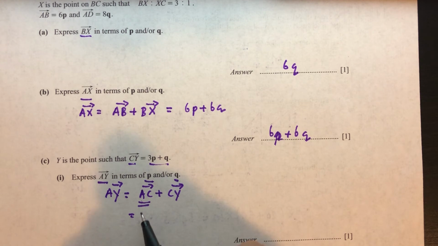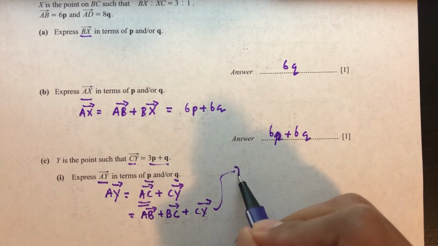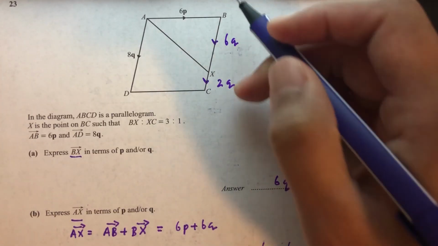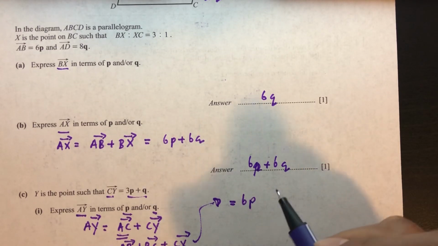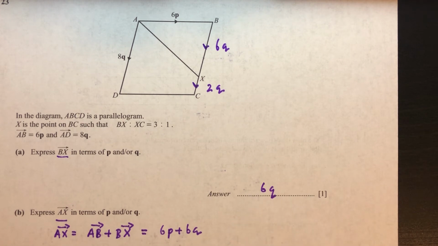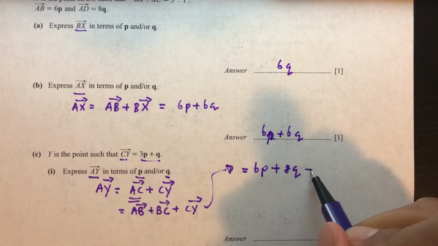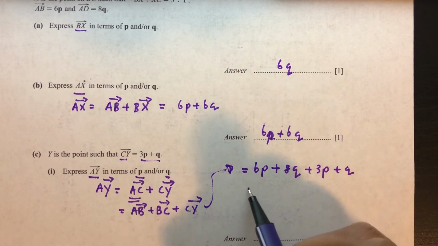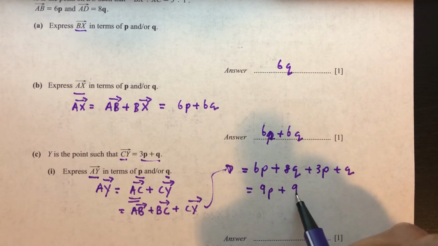Okay, so AB is what? AB plus BC plus CY. Okay, so AB is 6p plus BC is 8q and CY has been given to you. It will be 3p plus q. So 6p plus 3p, that will be 9p plus 9q. That's the answer.